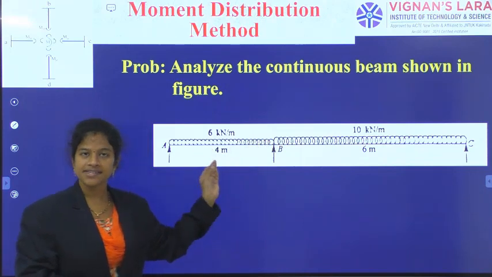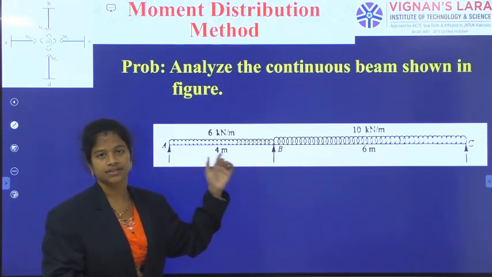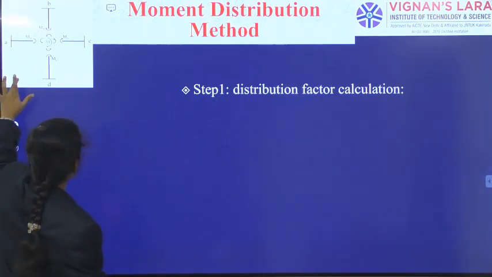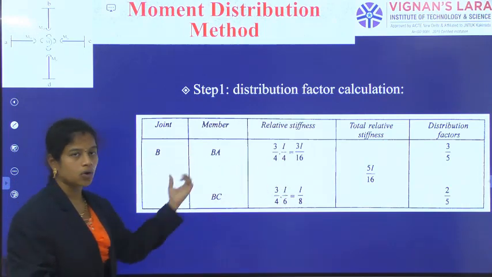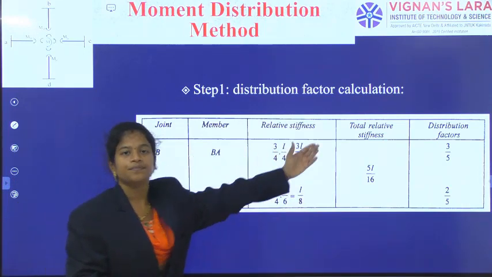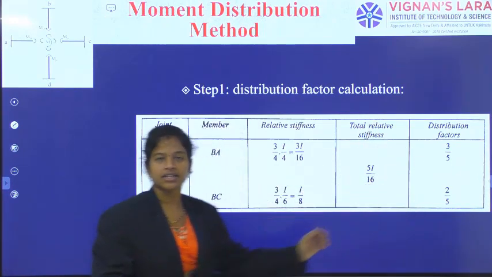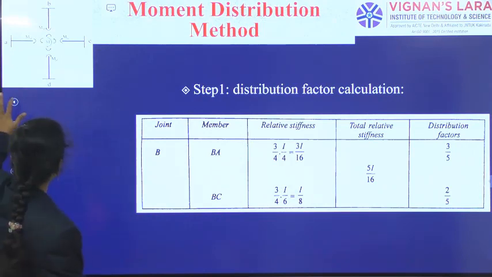For the first step, we evaluated the distribution table for the distribution factors. The distribution factors we calculated according to the lengths, and these are the steps we followed: initially joint, member, the corresponding relative stiffness, total relative stiffness, and then finally the individual distribution factors for the spans. Then our next step is calculation of the fixed end moments.